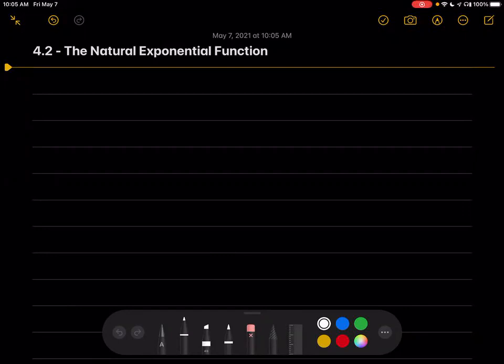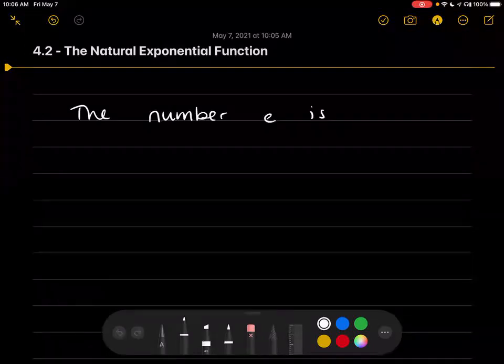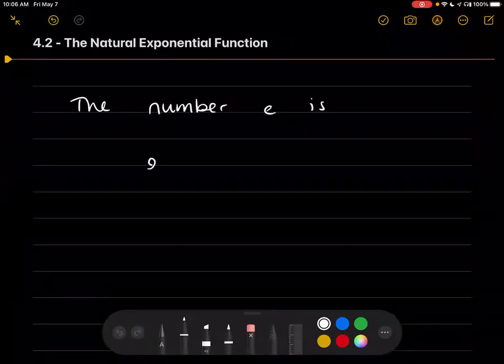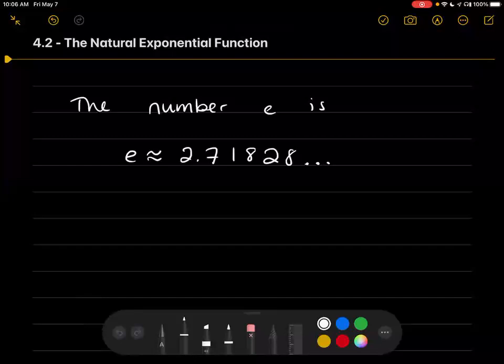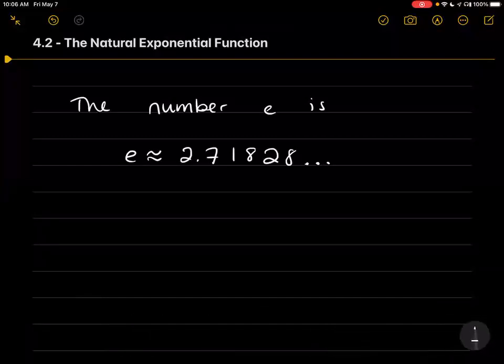So to start off, let's talk about a very special number. The number e is approximately 2.71828... E actually, just like pi, is irrational, so it has an infinite number of decimal places. But it's one of the most important numbers in mathematics. And since e is a number, we can define what's called the natural exponential function.